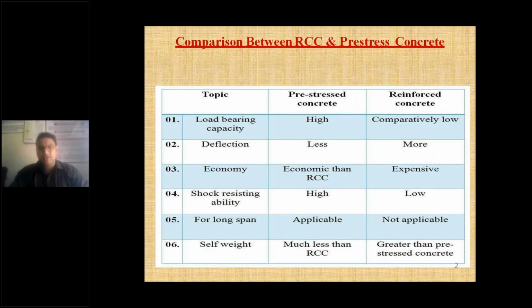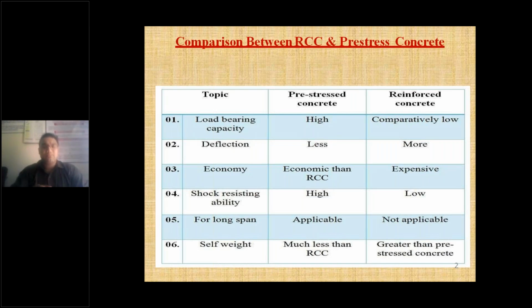These are the considerations which we usually consider for the sustainability of the structure. Sustainability in the sense it should have a good load carrying capacity, less deflection, and be very economical. It should have the ability to resist impact and shock loads, or impacts and fatigue loads. It should be able to carry long spans without any support, a column free or support free structure. At the same time, the self weight of the structure should also be less. These are the major considerations.